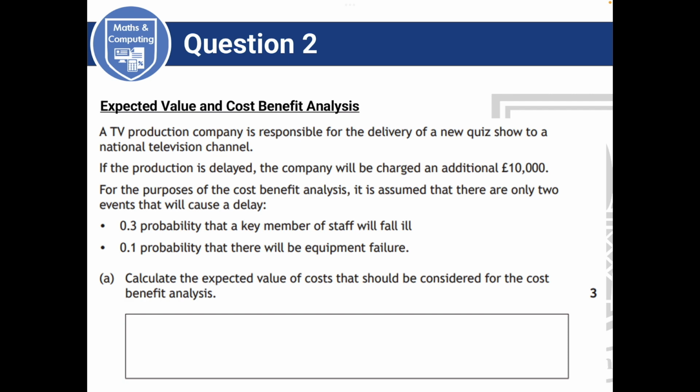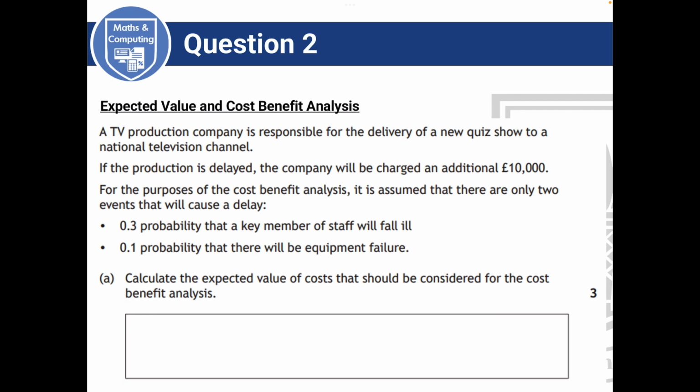The first thing that we're looking at here is that we've got a TV production company and they are delivering a quiz show, and we're talking about the production being delayed. If the production's delayed, then they are going to be charged £10,000. So we're going to start carrying out a cost benefit analysis here. We're assuming that there's only 2 events that would cause a delay. The first one of those being that a member of staff falls ill, there's a 0.3 probability of that. And that there will be an equipment failure, there is a 0.1 probability of that as well.